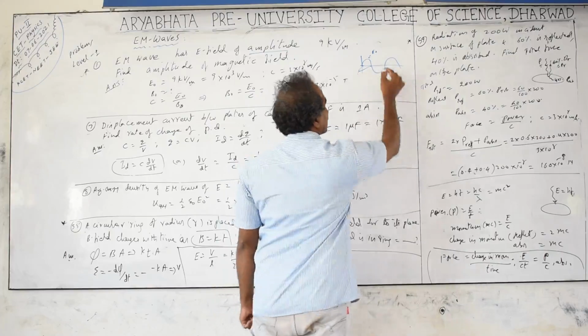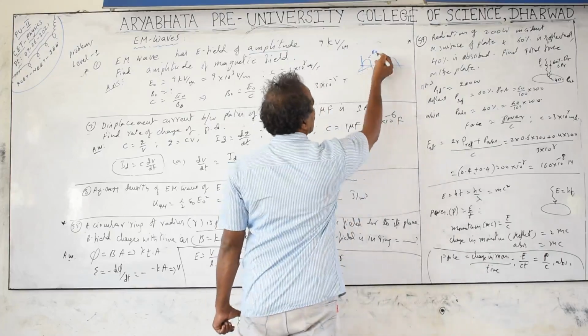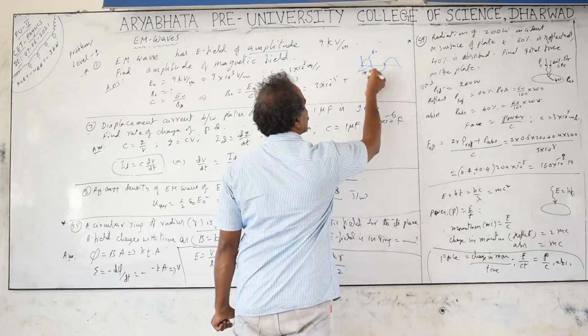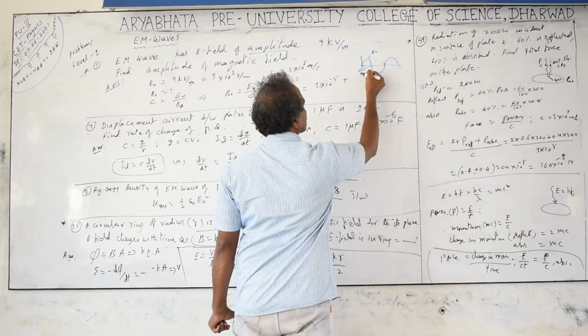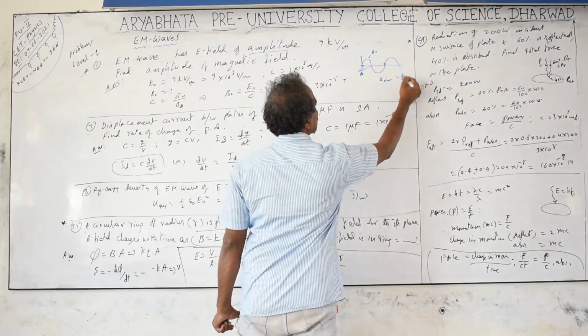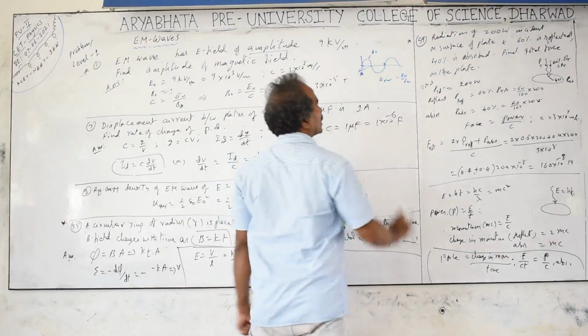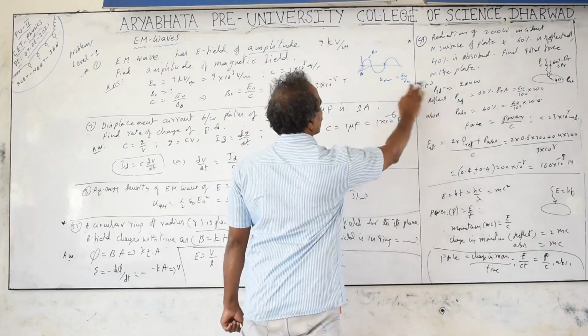E average for one cycle is 0, just like AC currents, and the same for the magnetic field. The formulas you take for the electric field are applicable for the magnetic field also. Peak magnetic field is B naught. RMS values: E RMS is E naught by root 2. And average for one cycle is 0. For AC currents we generally take the half cycle; here half cycle is not required.